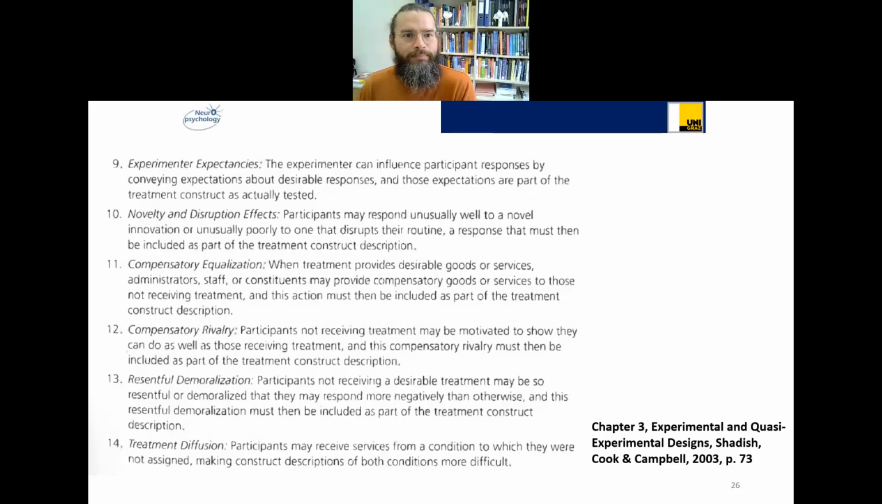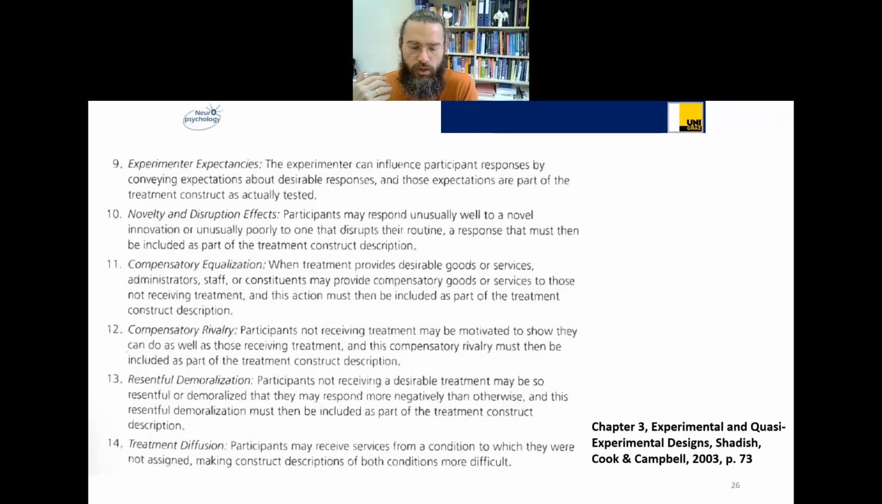Experimental expectancies: depending on what you want to achieve with your experiment, this will definitely influence the outcomes of your study. Let's say that you proudly invented a new form of therapy. Of course, people being trained in using this therapy by yourself will tend to respond positively just because of their enthusiasm and their perception that this treatment must be good, because of your enthusiasm.